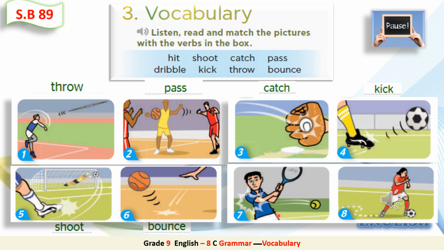Now the second one, number 7. What does this picture show? Very good. It shows hit. Now, in which sport do we hit the ball? Great. In racket sports like squash and tennis. And the last picture, what does this picture show? Wonderful. It shows dribble. Now, in which sport do we see players dribbling? Excellent. In football and basketball.